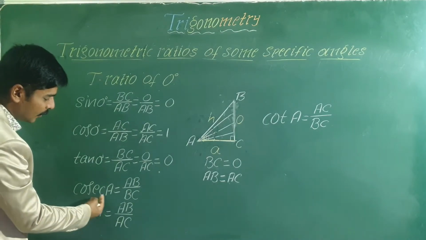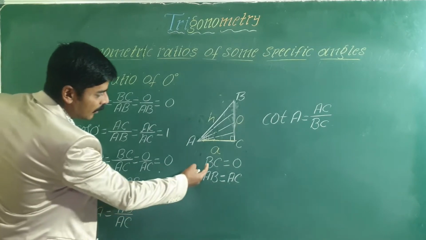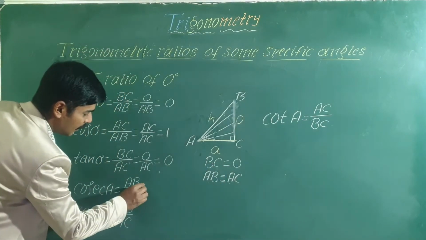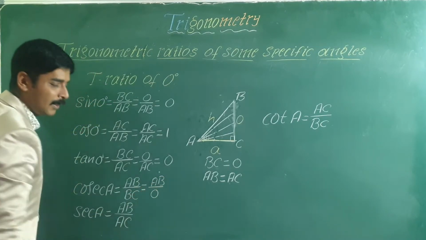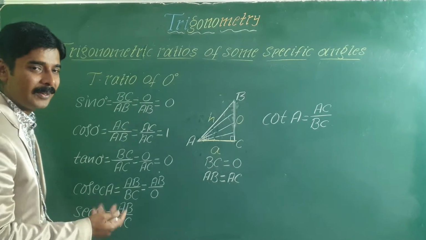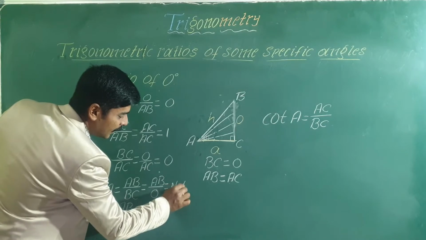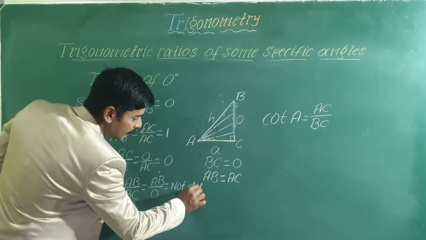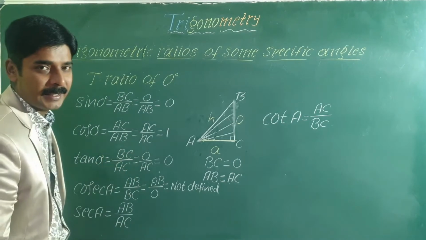Next, let us take cosecant A. Cosecant A is AB by BC. So BC is 0, AB is AB. So we can write AB by 0. Anything divided by 0 is what? It is not defined. We say it is not defined. Or we say it is infinity.